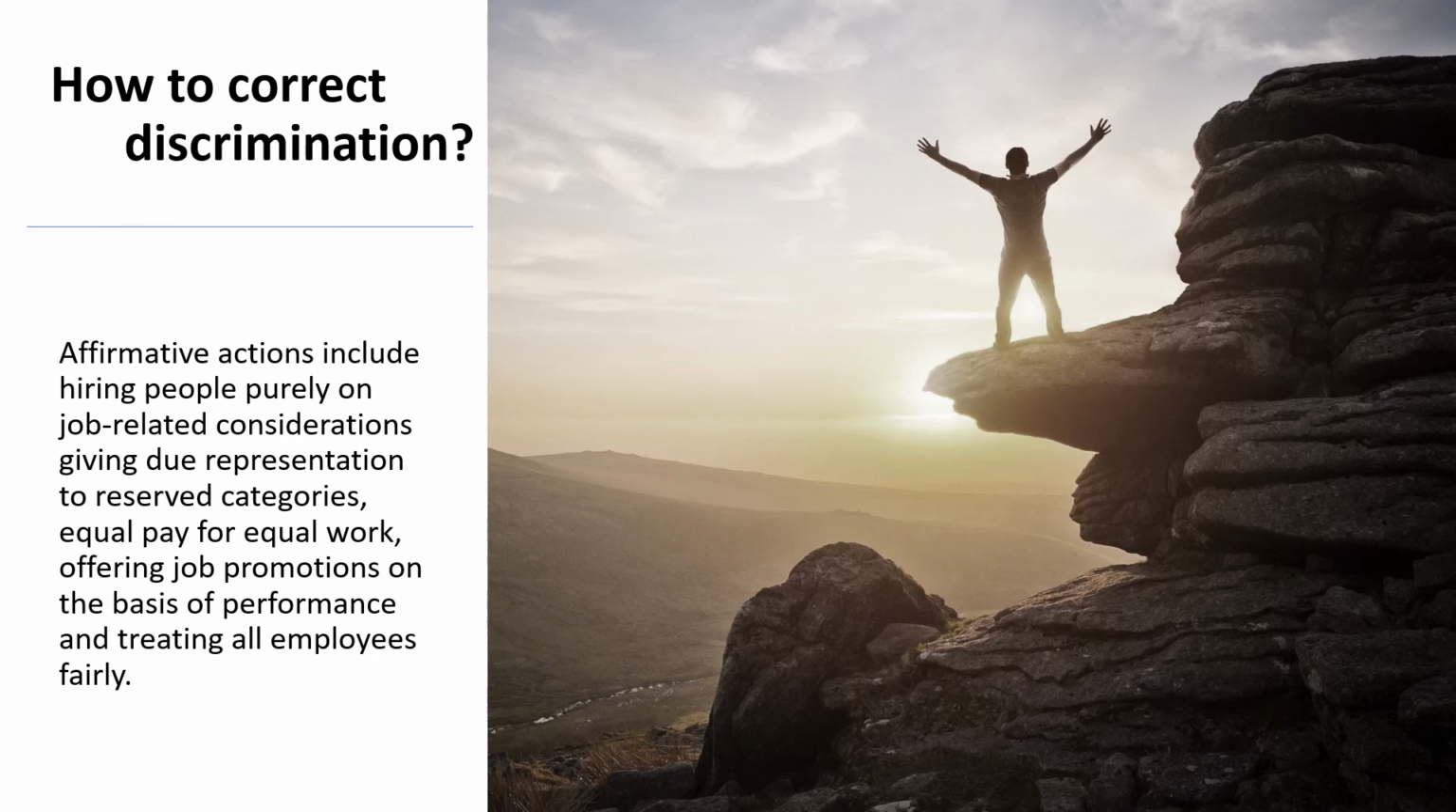How to correct such discrimination? Experts have suggested a series of corrective interventions popularly called affirmative actions. Affirmative actions include hiring people purely on job-related considerations, giving due representation to reserved categories, equal pay for equal work, offering job promotions on the basis of performance, and treating all employees fairly. Some of the affirmative actions are mandatory also. Hiring a minimum number of people belonging to disadvantaged sections, for example, is a legal requirement, so also equal pay for equal work. The role of the HR manager is ensuring that affirmative actions are in place and better understood in the implication than making it explicit.